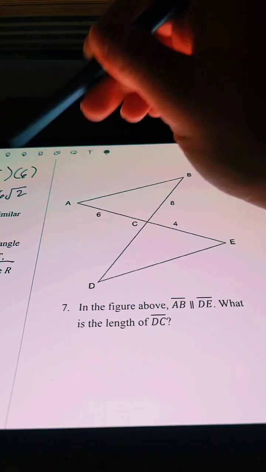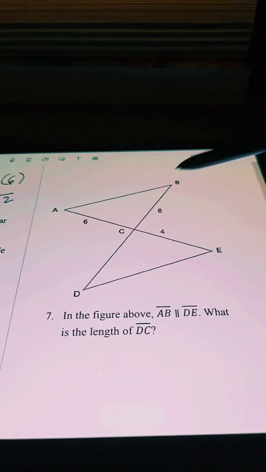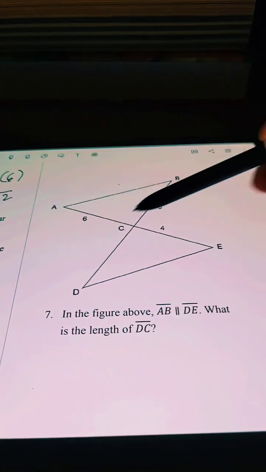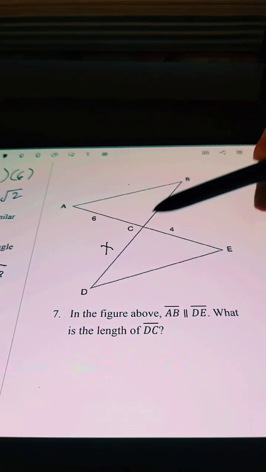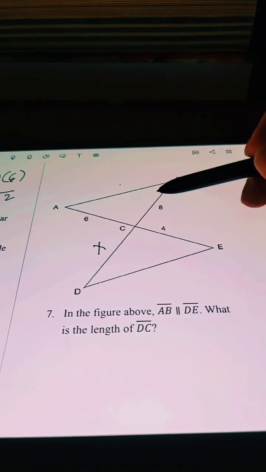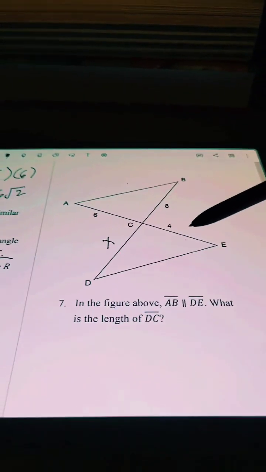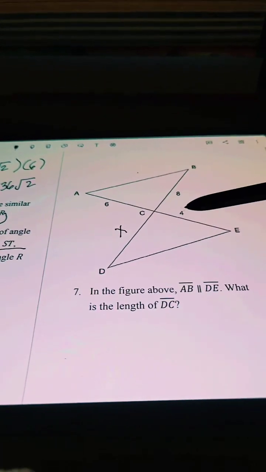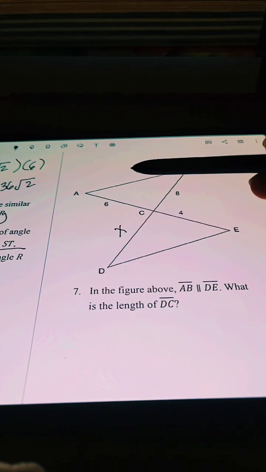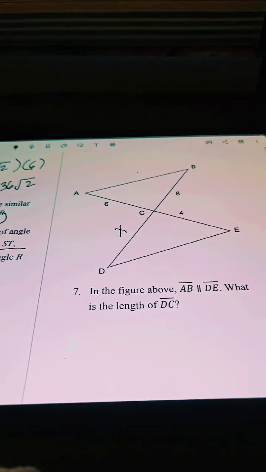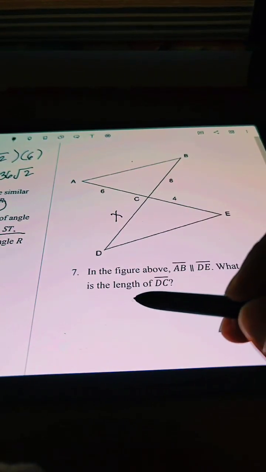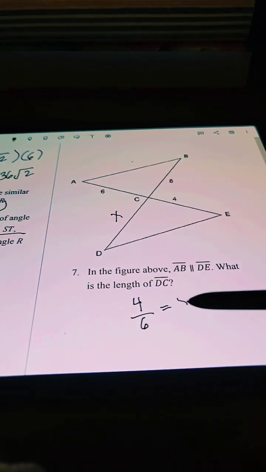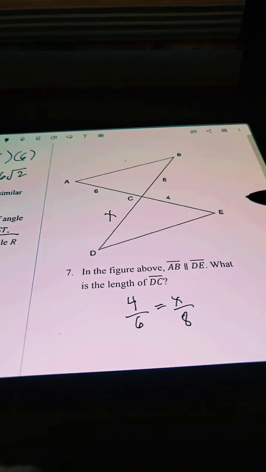Okay, so let's go to number 7 now. In the figure above, AB is parallel to DE. What is the length of DC? I'm going to label this as X for DC right there. With these triangles, you have to remember that you can set up a proportion where 4 is to 6 as X is to 8.